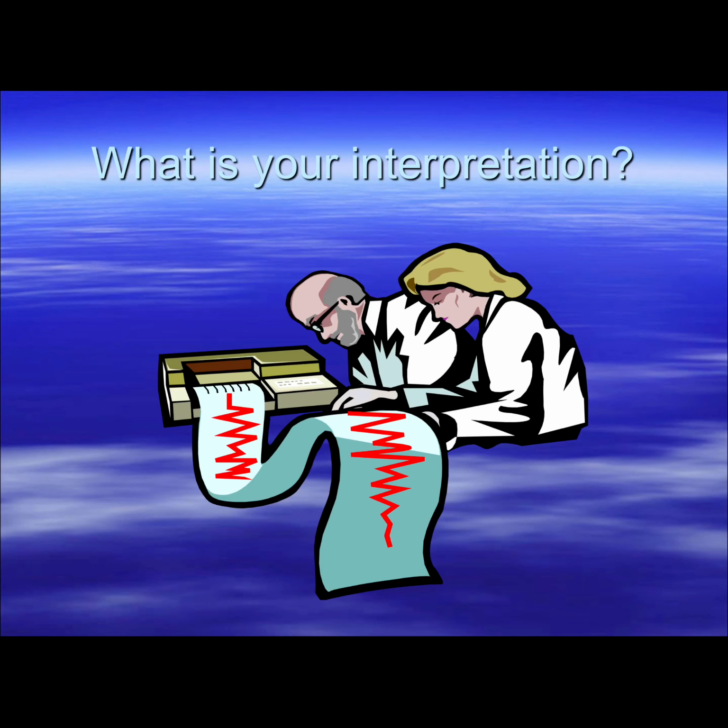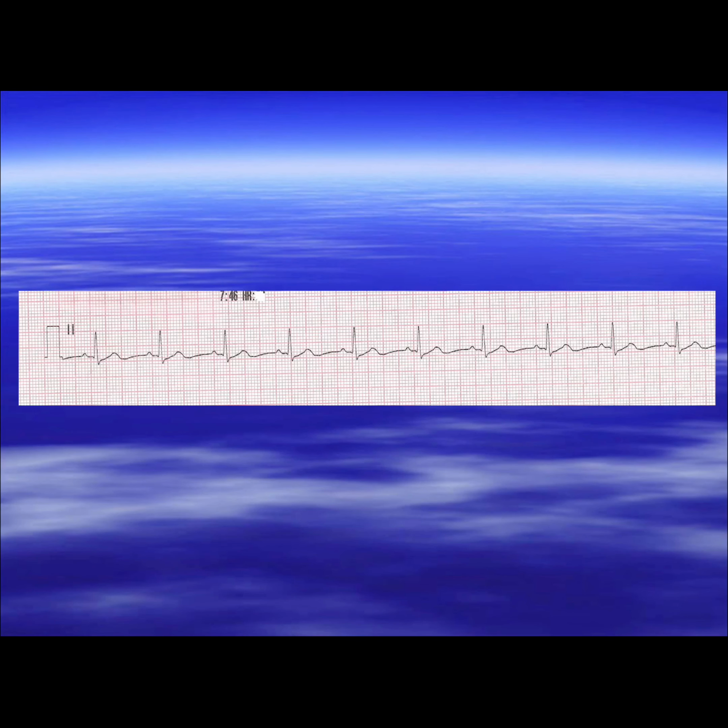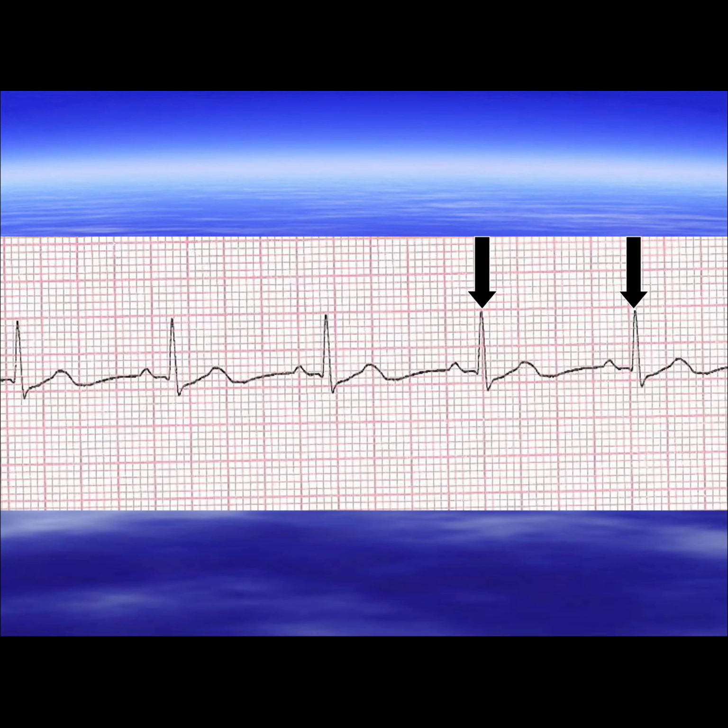Let's look at a practice example. Here's a strip. Let's identify a section that is 6 seconds. When we do that, we count QRSs. I count 7 QRSs. 7 times 10 is 70. But let's count big blocks to get a little more accurate.